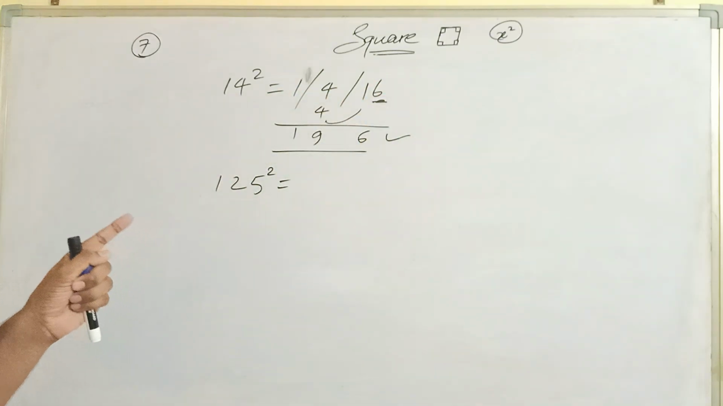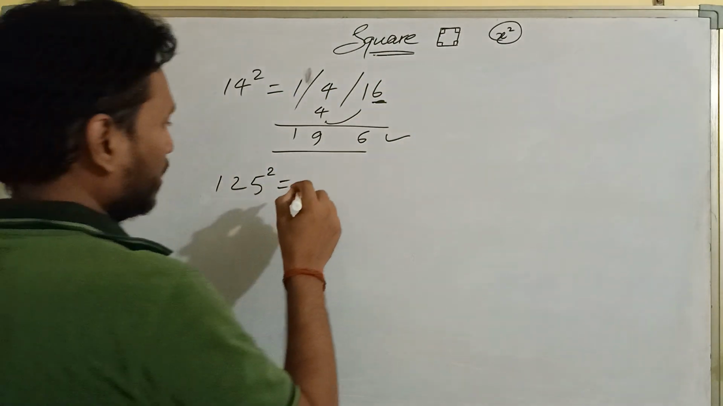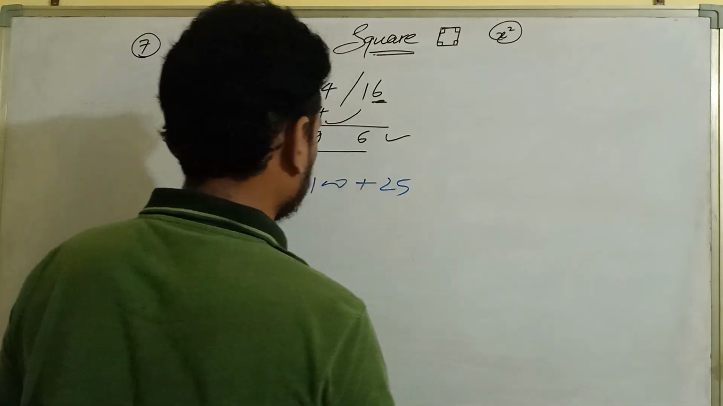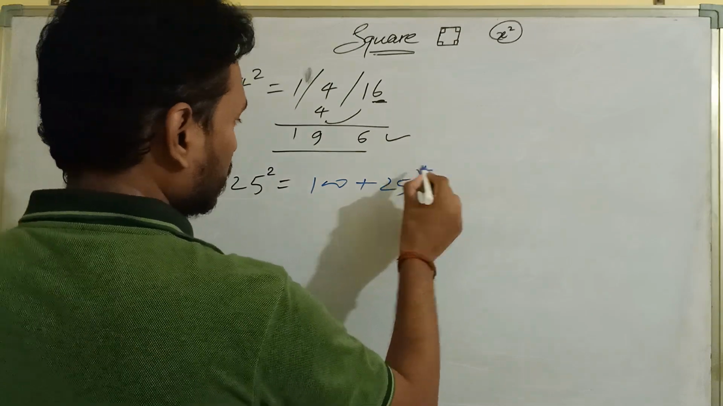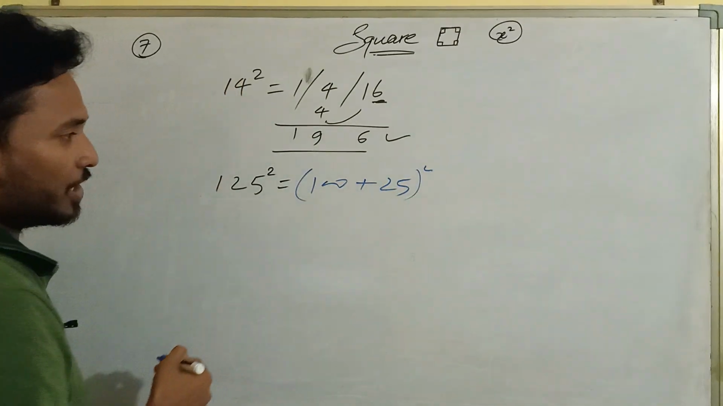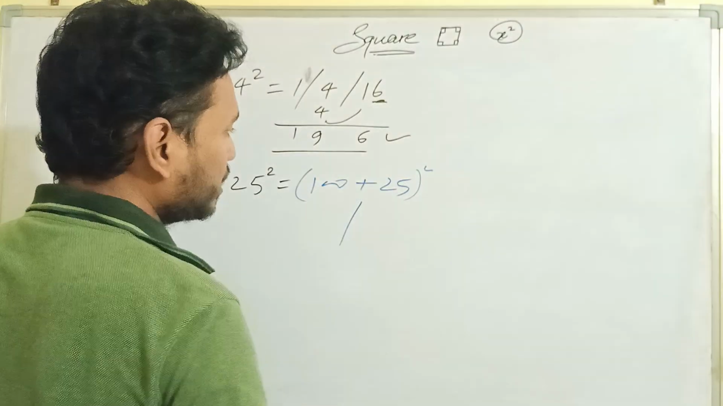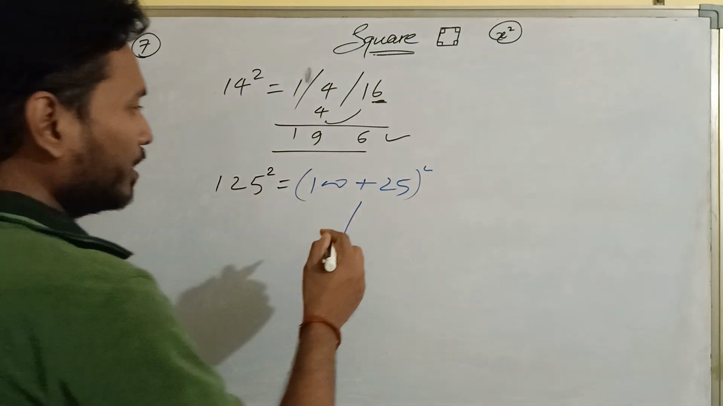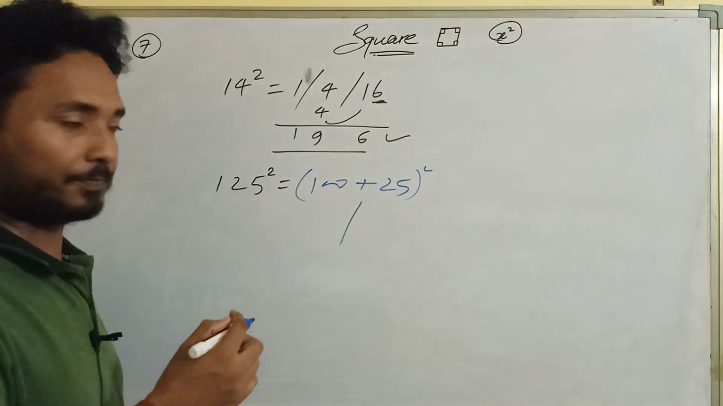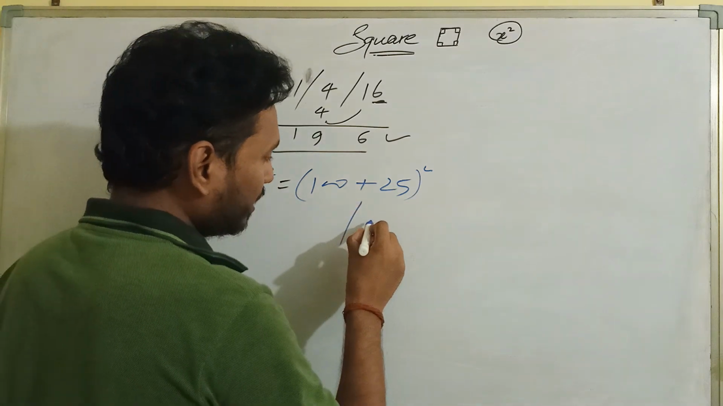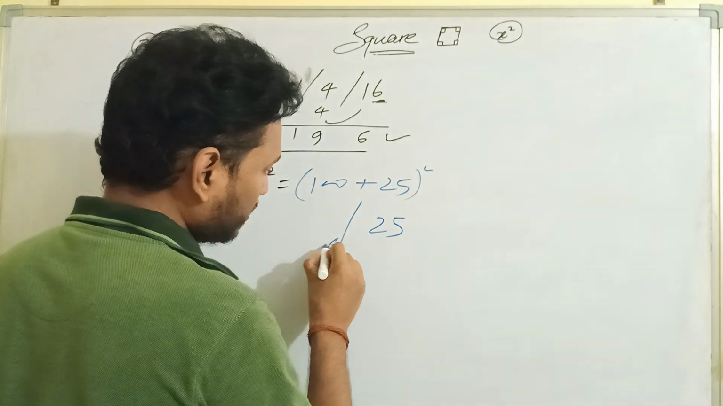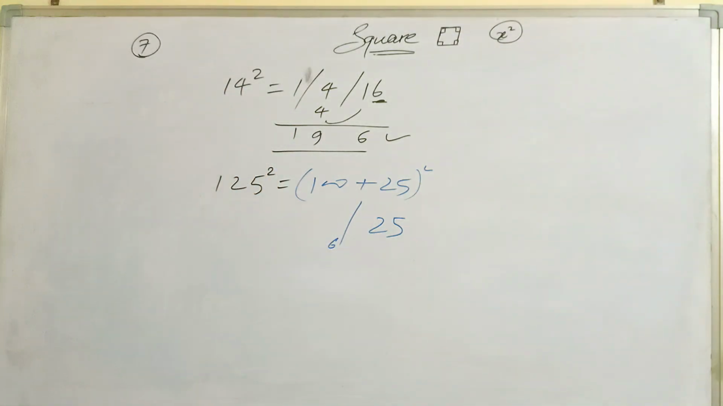This number can be written in the form 100 plus 25. Now, find out the square of this. What is the square of 25? Clear? We can write the square of 25 as 625. So put the 6 here. Clear?